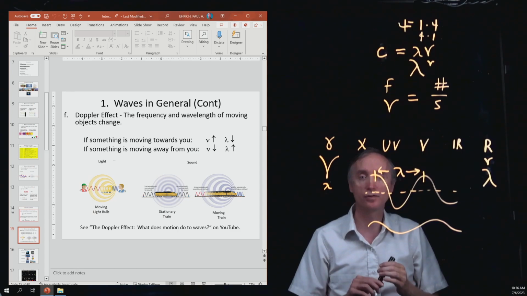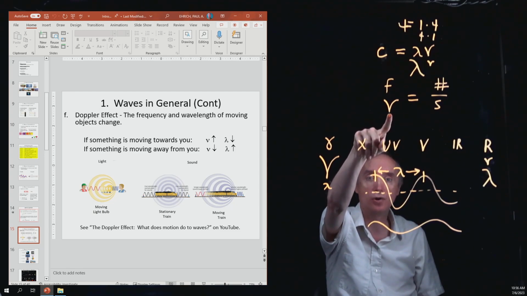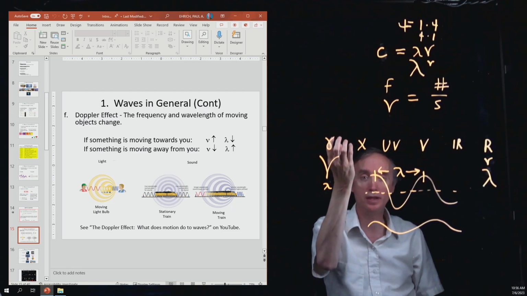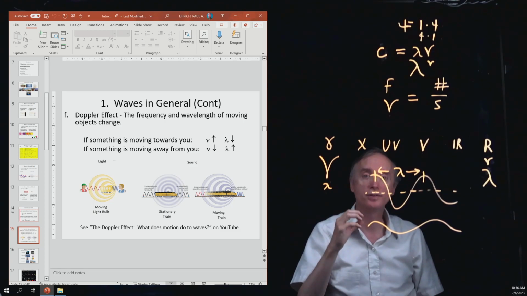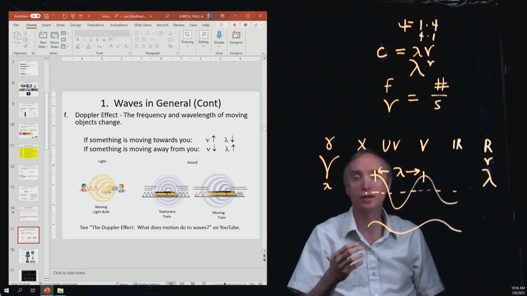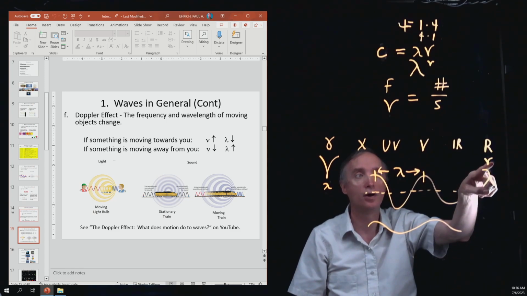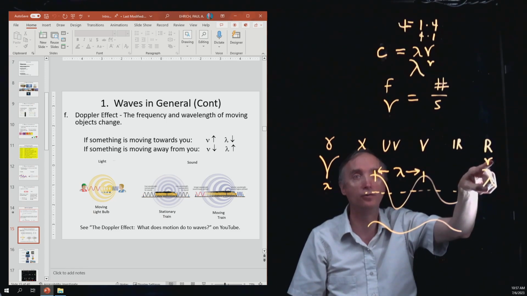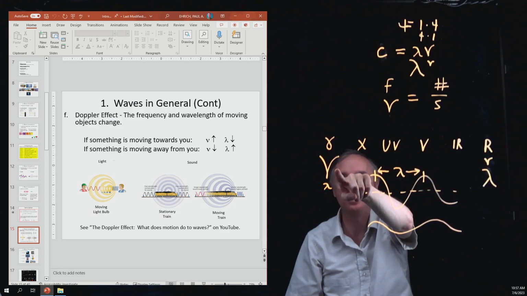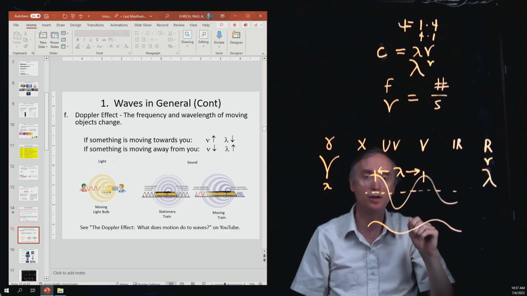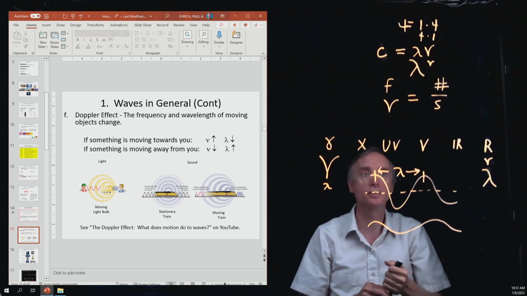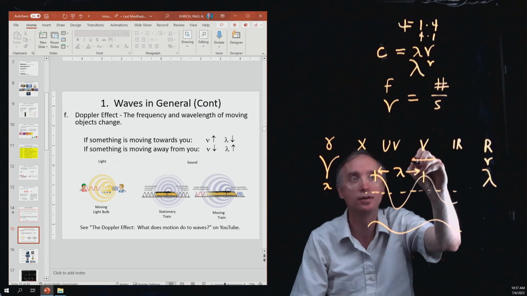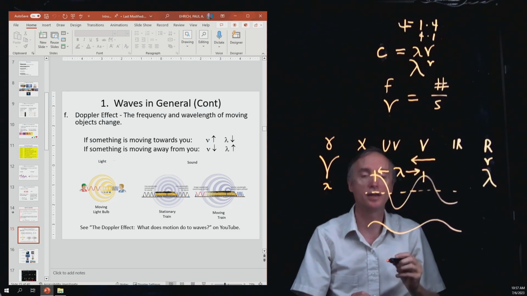Okay, so let's first talk about the frequency. If something is moving towards you, the frequency is going to go up, so it's going to go up in pitch. Now what does that mean if you are talking about light? Here are the frequencies: low frequencies, high frequencies. So if the frequency goes up, that means it's going in this direction.